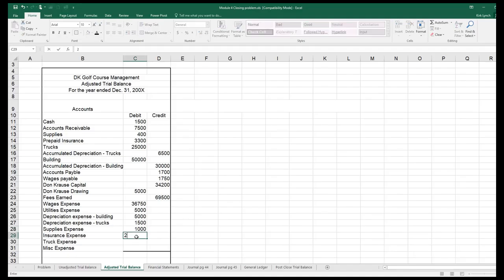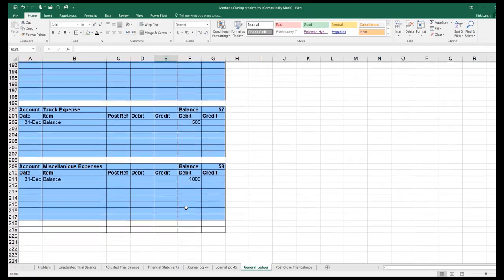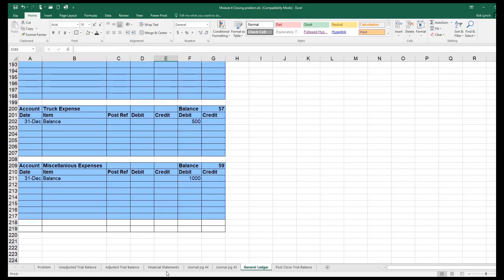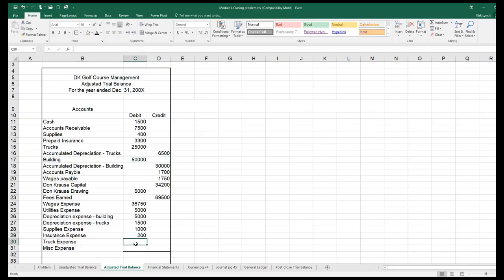And $200. And then finally, our truck expense and miscellaneous expense. Those didn't get adjusted, so those are the same balances we had on our unadjusted trial balance, but the general ledger shows that those are $500 and $1,000. So let's enter those amounts here, $500 and $1,000.